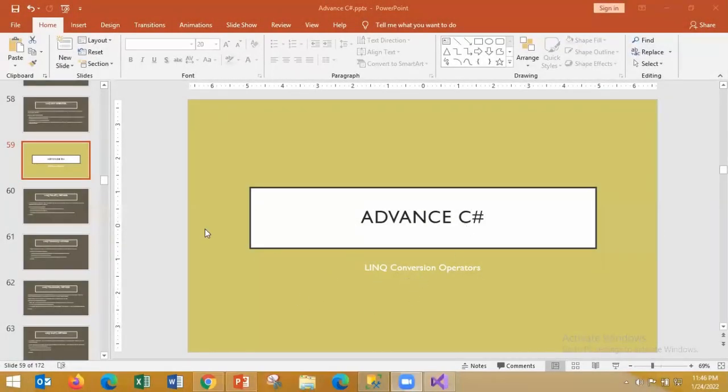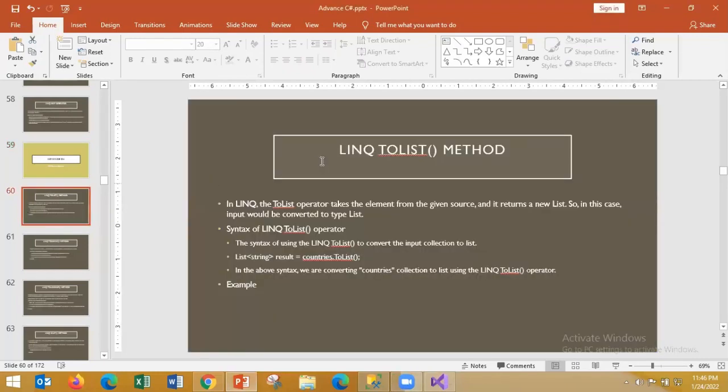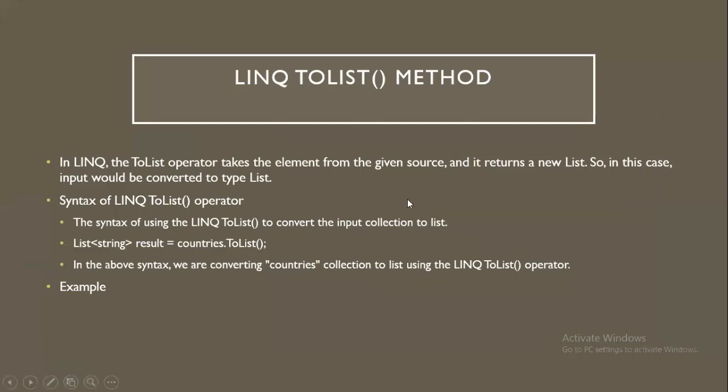Conversion operators, we're going to see of LINQ. So we have a ToList operator that takes the elements from a given source and returns a new list. So in this case, the input will be converted to a type of list. Type means class of list.